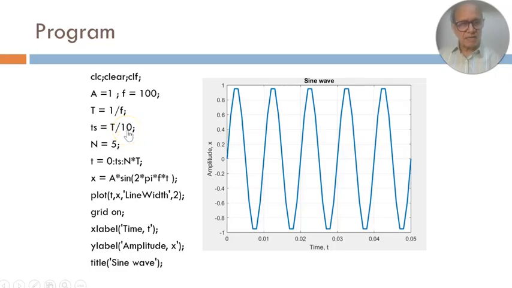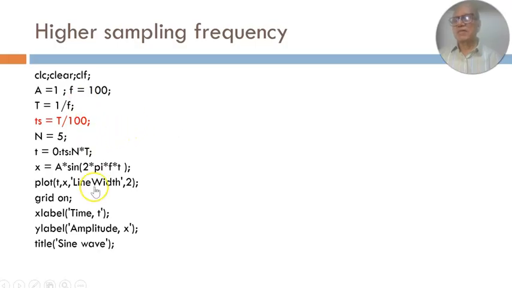That will mean that your sampling frequency is 100 times the frequency of the sine wave. So now I'll show you the complete program again, but with whatever modification we are doing highlighted. The rest of the program is the same, but what we have done is Ts is T by 100, which means the sampling frequency is now 100 times f. That is what it means.